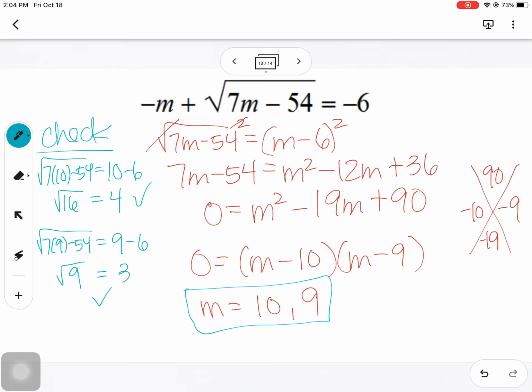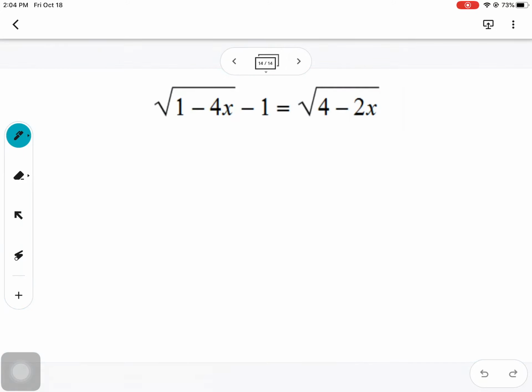With these equations, sometimes one will work, sometimes both will work, sometimes neither will work. There's no real way to know until you work it out. This last one is going to be the most challenging one. On a problem like this, you have two radicals as well as something happening outside of your radical, so specifically that one.